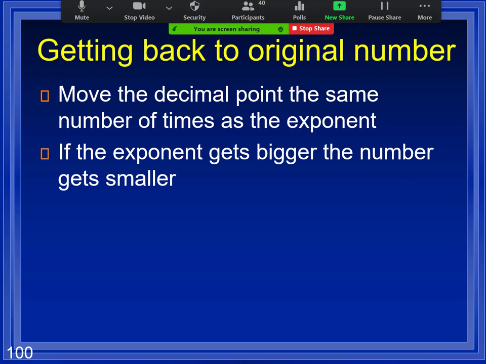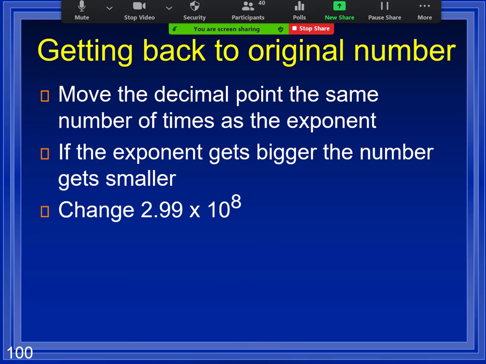If I'm going to get rid of the exponent, that means it's either going to go up to 0, get bigger, or go down to 0, get smaller. And if the exponent gets bigger, I got to make the number smaller. And if the exponent gets smaller, I got to make the number bigger.